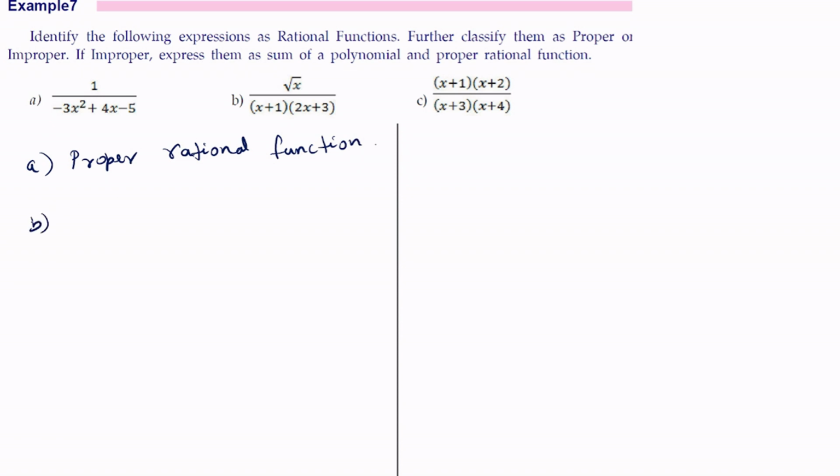Now let us move on to the next one, which is b. Numerator we have root x. So it is x raised to half. It is not a polynomial function. So this entire function, it is not a rational function. B, not a rational function.